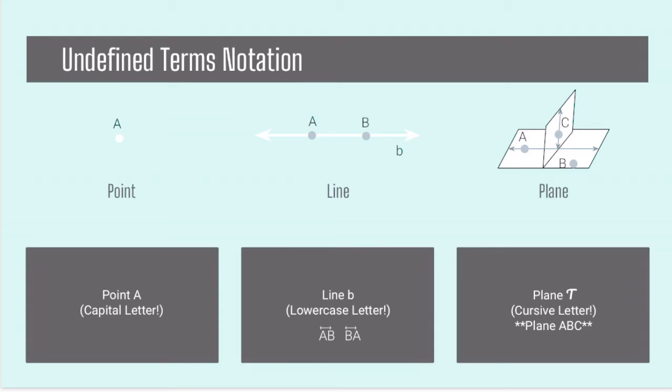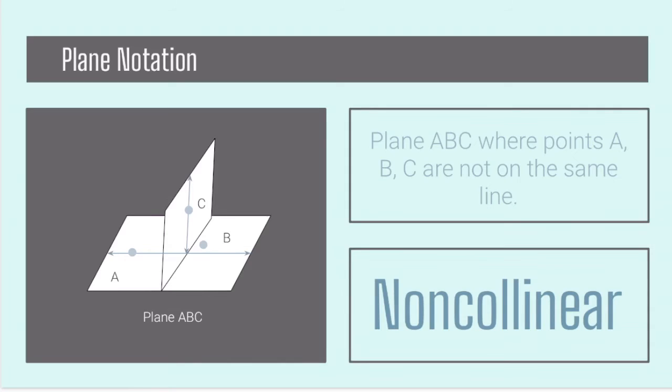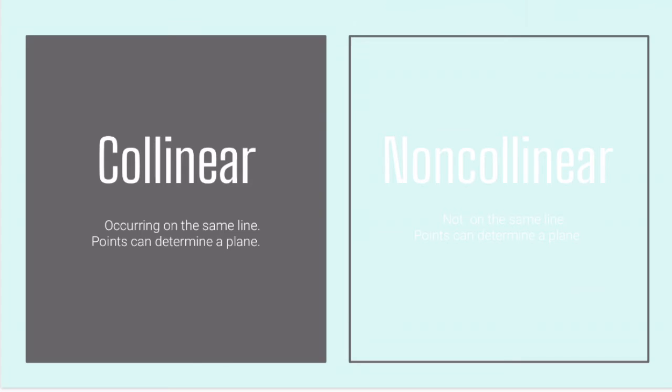Now for the plane. It can be written as plane with the letter in cursive. Here it can also be written as plane ABC, 3 points on the plane. But there is an important exception to that. We can only note this plane as ABC where points A, B, and C are not on the same line. The specific vocabulary for this is non-collinear. Collinear means on the same line, while non-collinear means not on the same line. Collinear points cannot determine a plane, while non-collinear points can determine a plane.